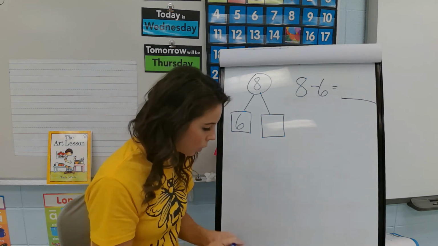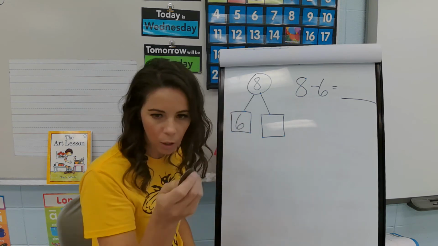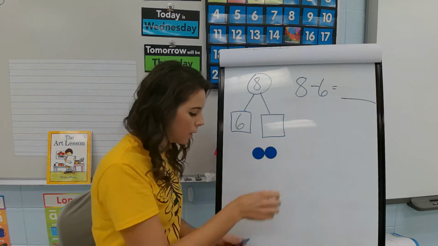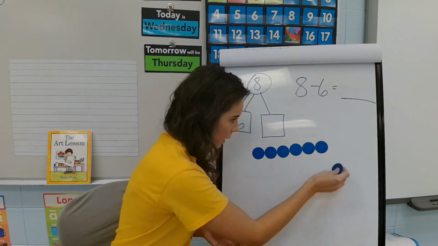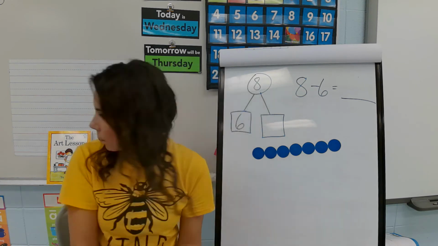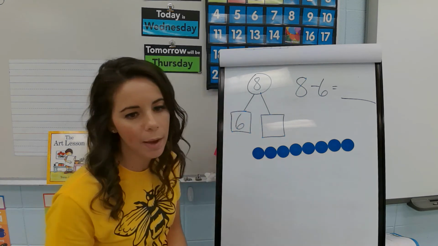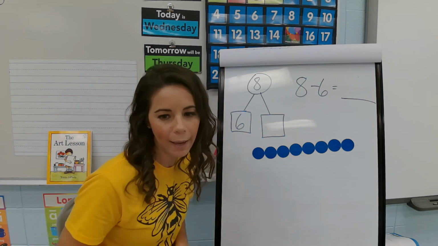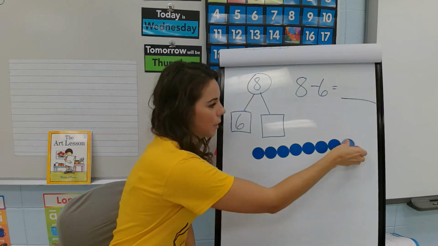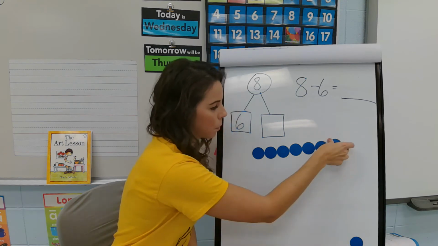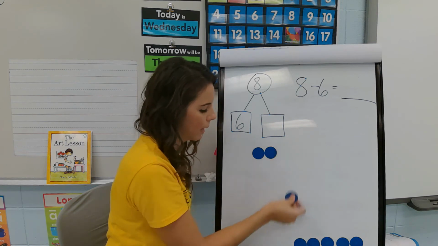You can use your number line if you'd like, or you can use your counters. I'm going to use our counters so you can see. I have 1, 2, 3, 4, 5, 6, 7, 8. All right, we have 8 counters. How many are we taking away? 6. So I'm going to just take them away. They are leaving. We're subtracting. 1, 2, 3, 4, 5, 6.